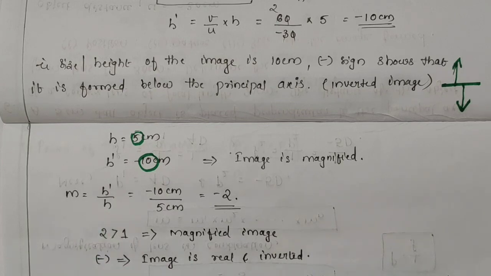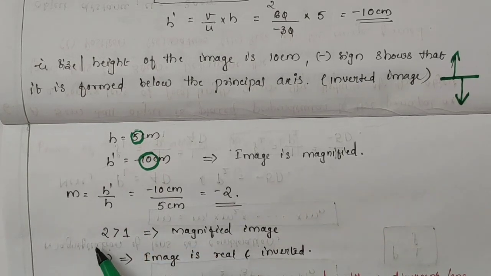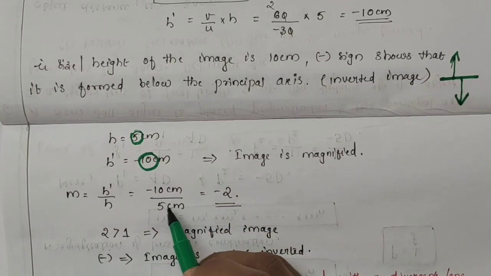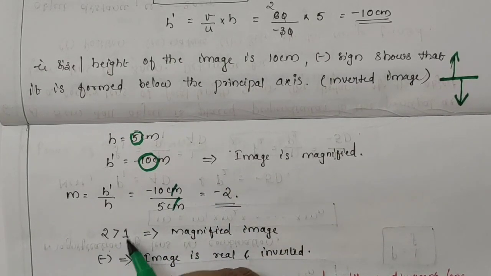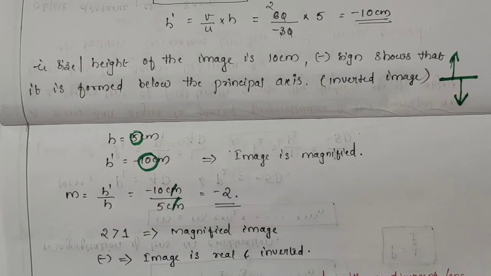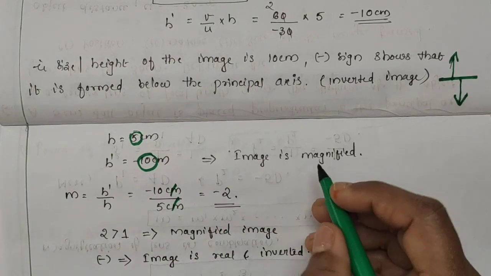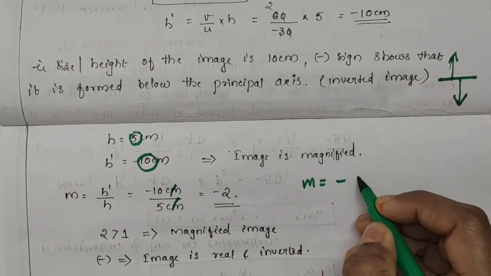Now using this formula m equal to h dash by h, we can write h dash is minus 10 centimeter, h is 5 centimeter, centimeter cancelled. Minus 10 by 5 is what? Minus 2. So here also you should treat this sign and this number separately. You are getting magnification m as minus 2.